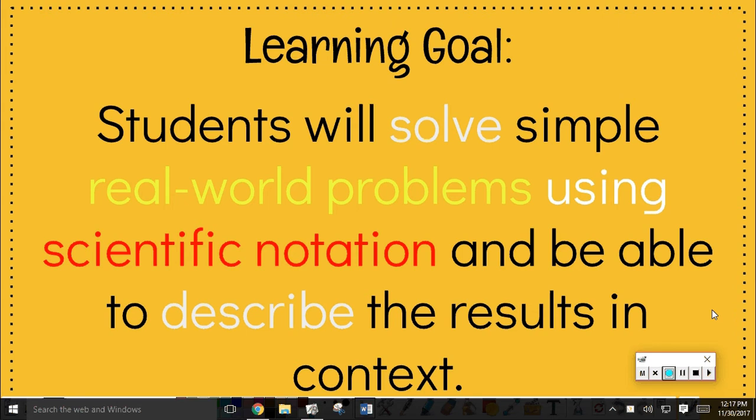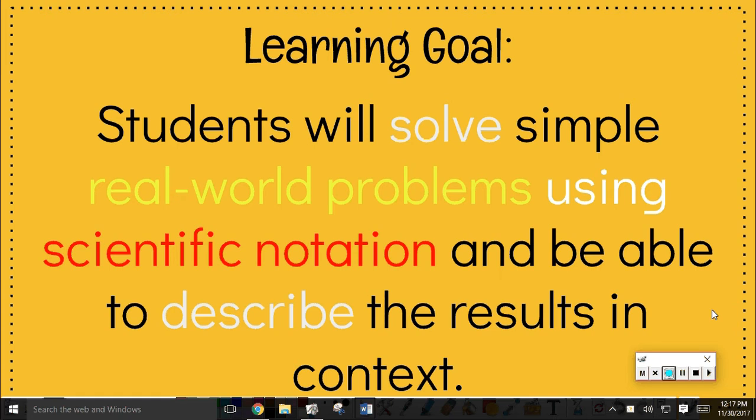We're using scientific notation, of course, because we're in Unit 5. But this part right here, describe the results in context. Okay, what does it mean to describe something in context? What's going on around you, okay? If I, as a teacher, walked into a medical convention and started talking about graphing calculators, would that be in any sort of context to what they do? Absolutely not. That would be totally out of context.